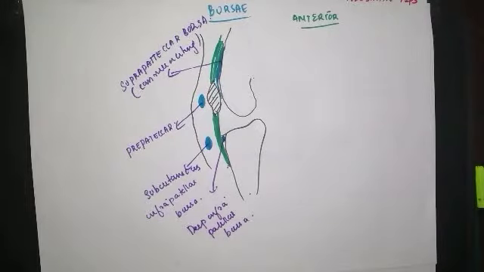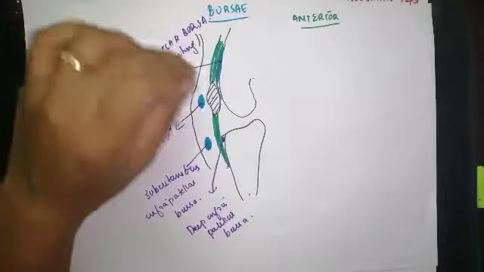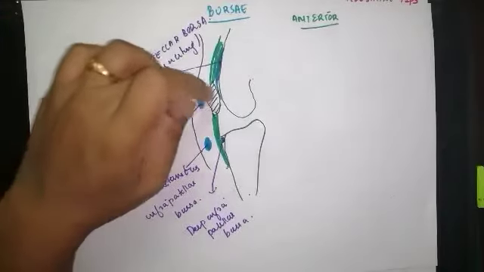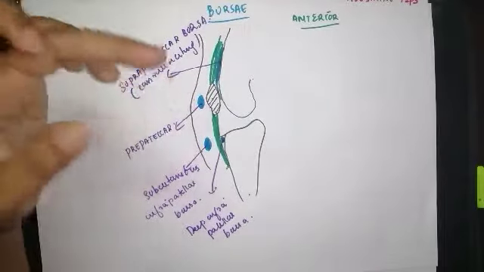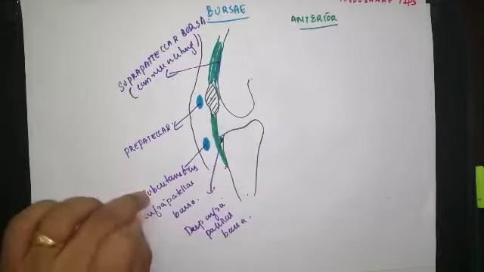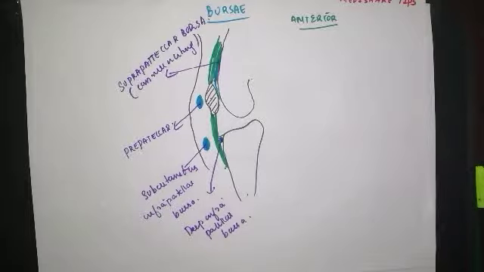So these are the bursae which are anteriorly located. One which is present above the patella is suprapatellar. One which is located in front of the patella is prepatellar. And there are two infrapatellar, that is subcutaneous infrapatellar and deep infrapatellar. So now we look at the lateral group of bursae.